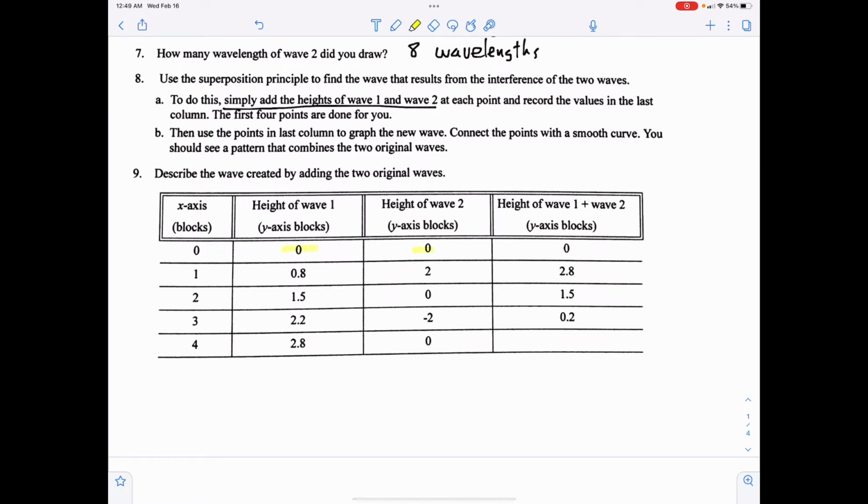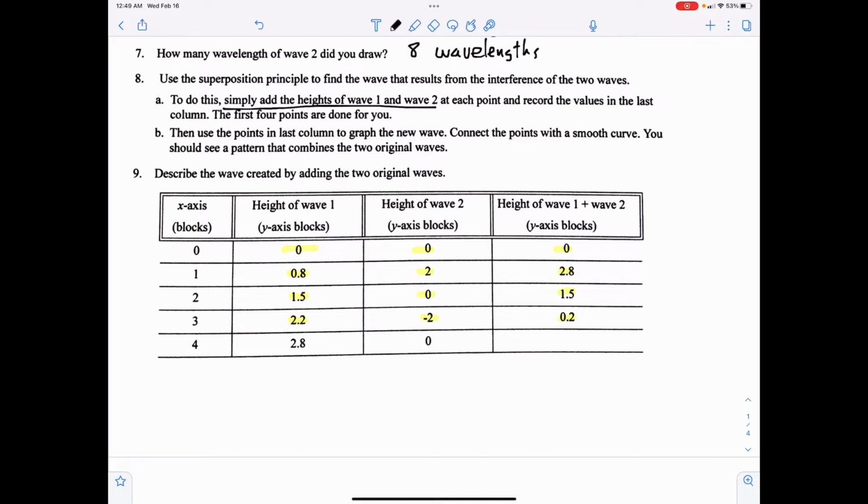0 plus 0 equals 0. 0.8 plus 2 is 2.8. 1.5 plus 0 is 1.5. 2.2 plus a negative 2 means you're subtracting. So 2.2 minus 2 is 0.2.